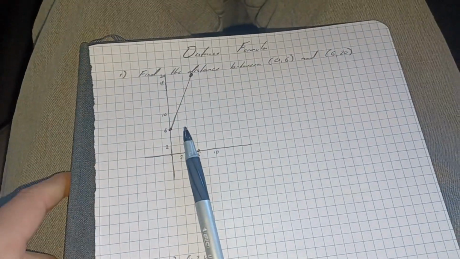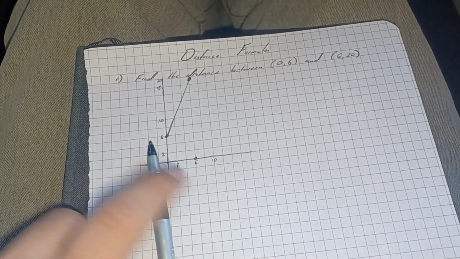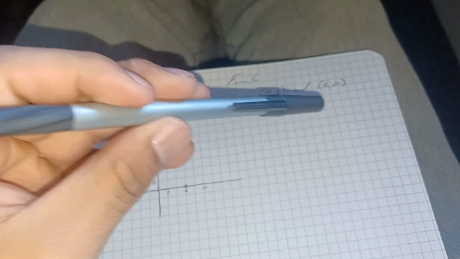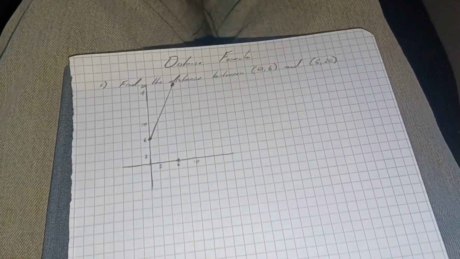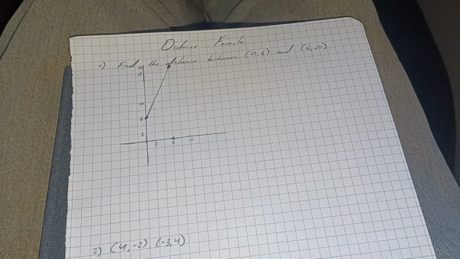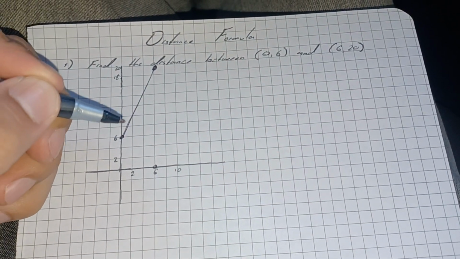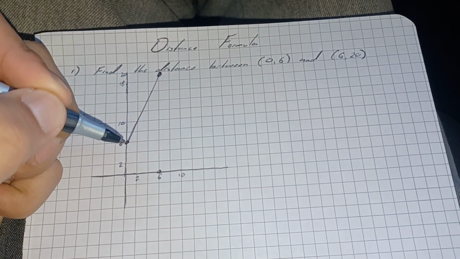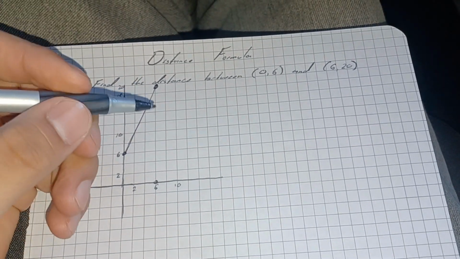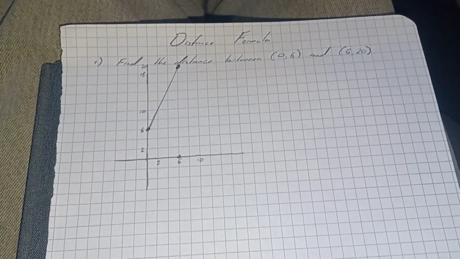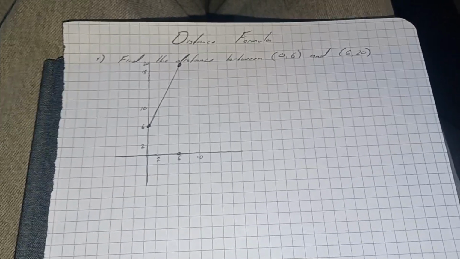Alright, so we need to find the distance between 2 points. We have these coordinates of (0, 6) and (6, 20), and we have a little diagram drawn for us. So we need to find basically how far these 2 points are from each other. We can use the Pythagorean theorem, but we're not going to use that one. We're going to use the distance formula today.